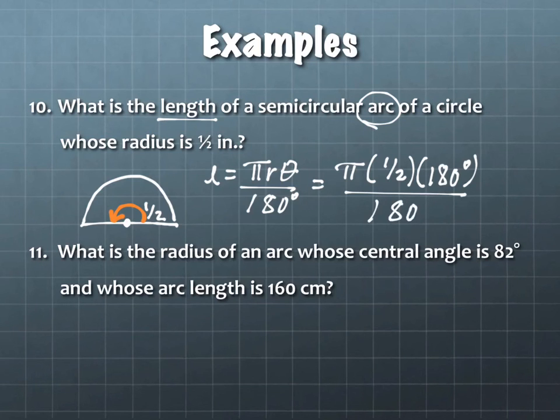And since I have a 180 in the denominator, what do you think is going to happen? You could cancel them. You don't even have to calculate that. And then basically we really just need 1/2 of pi. So what's 1/2 of pi, rounded to 2 decimal places? 1.57. 1.57 inches.